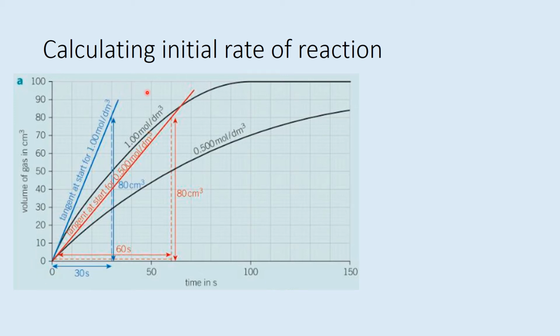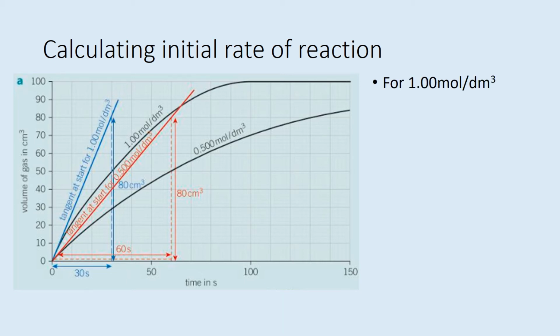So if you want to calculate the initial rate of reaction, just like before, you draw tangents. That's what this blue line and this red line are representing. They are a tangent at t equals 0. Basically, you want it to just touch the curve at t equals 0 and then draw some straight lines. And you can see that we've got the two tangents drawn there. And just like before, you are going to do the gradient of those tangents to work out the rates.